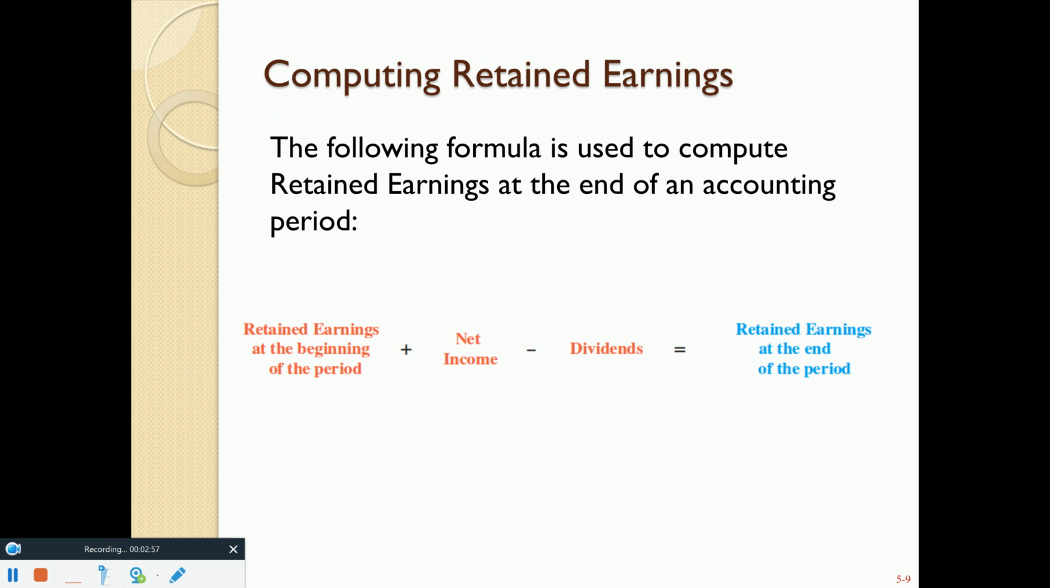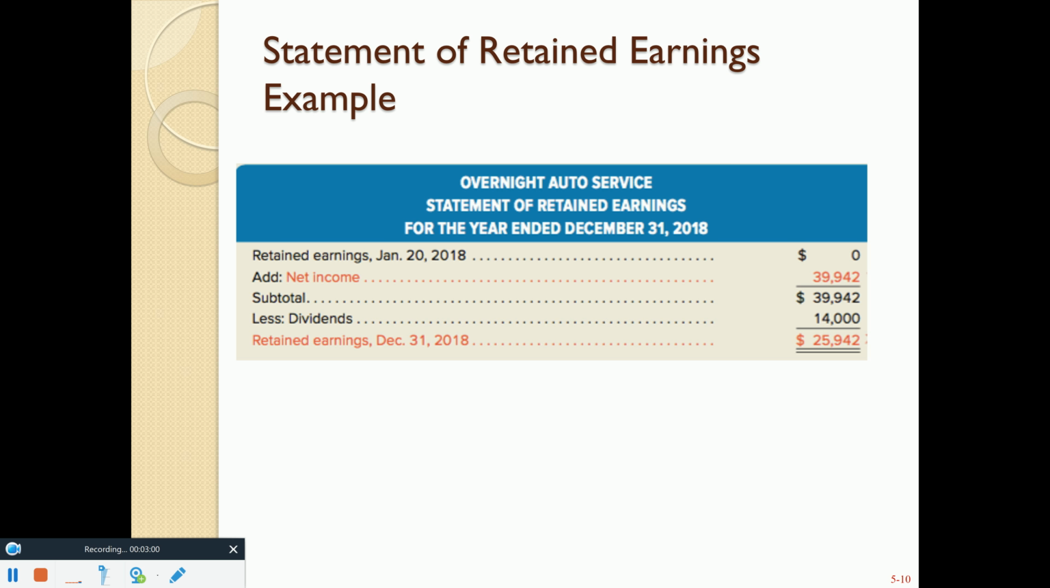Now, the next statement to prepare is the retained earnings statement. A retained earnings statement is a roll forward of the retained earnings account from the beginning of the year to the end of the year. If you recall, retained earnings is one of the accounts in the equity section on the balance sheet. Remember the balance sheet: assets equals liabilities plus equity. Well, that retained earnings account is one of those accounts in the equity section.